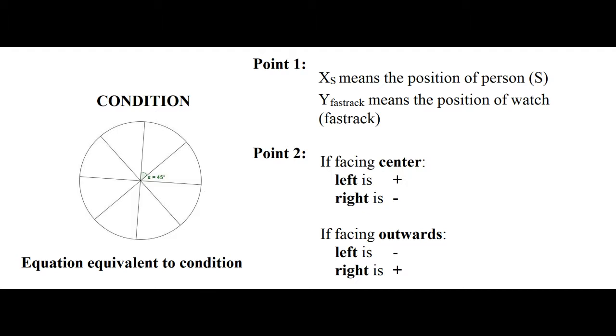Point number 2 is if people are facing the center, then the left is plus and the right is minus. You will understand this concept once we jump into the equations, so just keep this in mind. Center left is plus, outwards left is minus, and right goes vice versa. Let's move further and take some conditions to understand this.